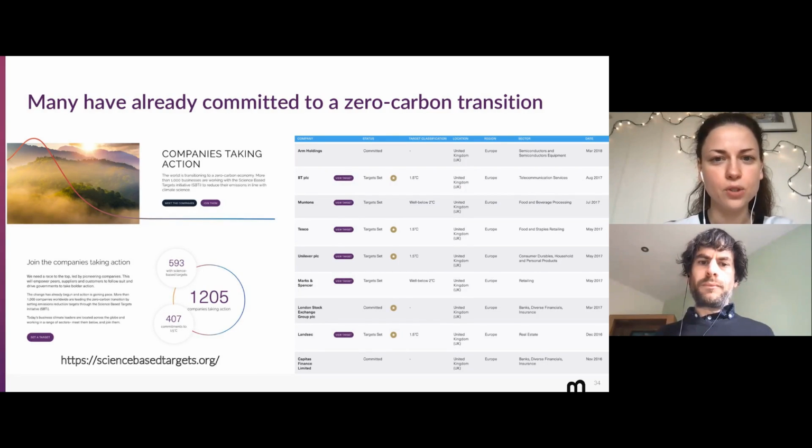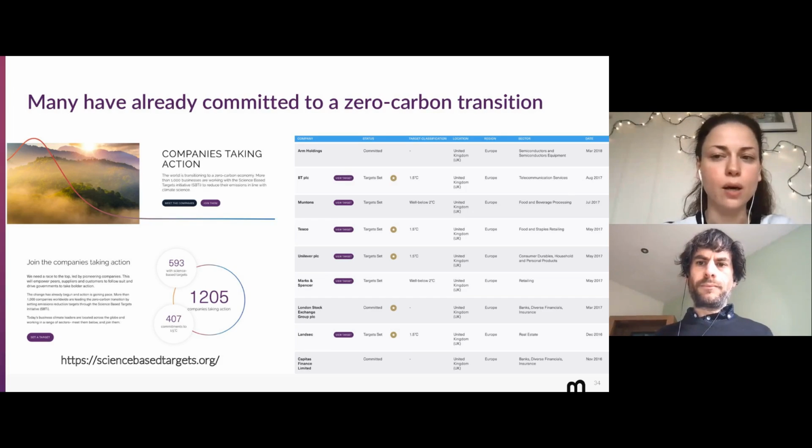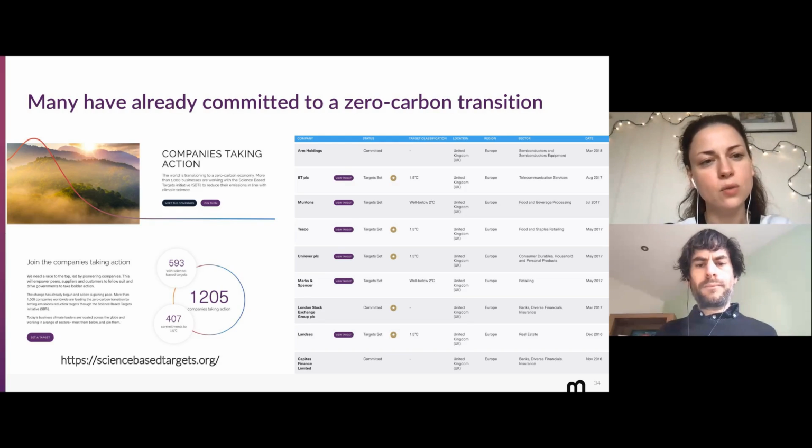The other thing I would like to mention is that the world is transitioning to a zero carbon economy. More than 1,000 companies now worldwide, including a lot of UK companies, as you can see in the screenshot that we took, are leading the zero carbon transition and setting targets for reducing CO2 emissions. This is the website sciencebasedtargets.org, an initiative run by the United Nations Global Compact, the Worldwide Fund, the World Resources Institute, and CDP, so big environmental organizations. And the reason we put it here is: what are your organization's environmental targets? Are you aware of that?